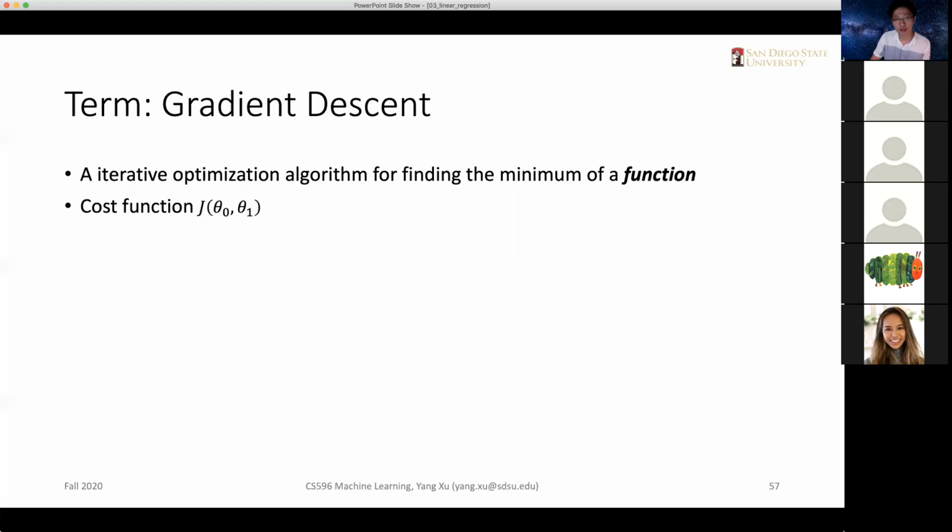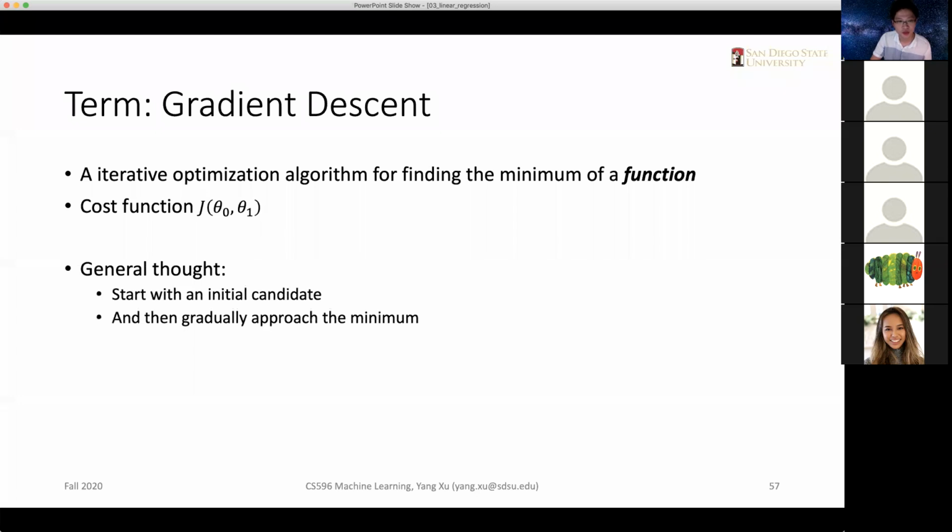And we start from the cost function for simple linear regression, which only has two parameters, theta 0 and theta 1. Theta 0 for the intercept and theta 1 for the slope, okay? So the general thought is we want to find the thetas that minimize the cost function, but we don't know where to start, okay? So we can simply start with some initial candidates, and start from there and gradually approach the minimum, approach the target values.